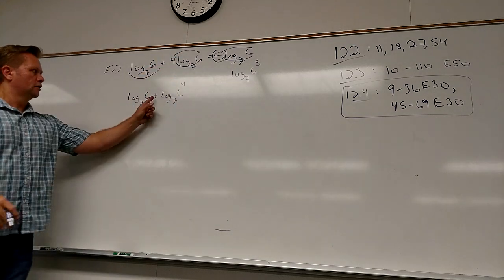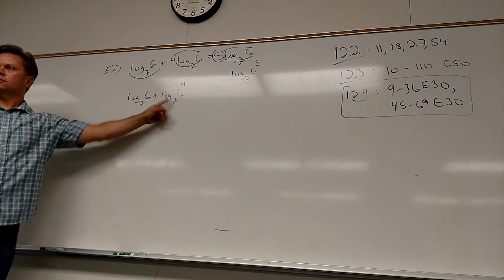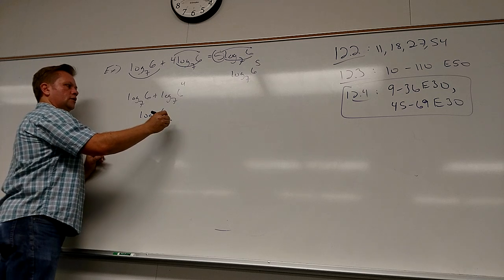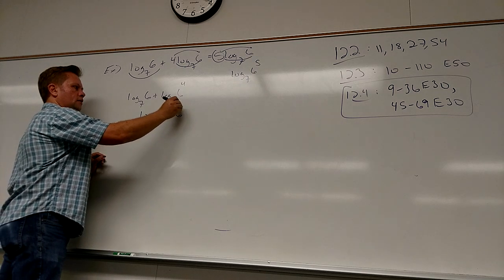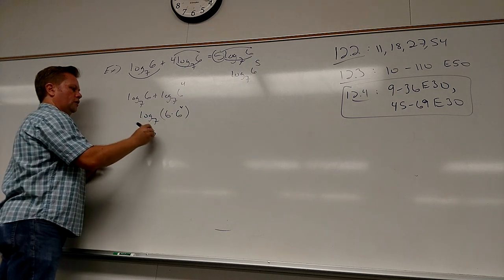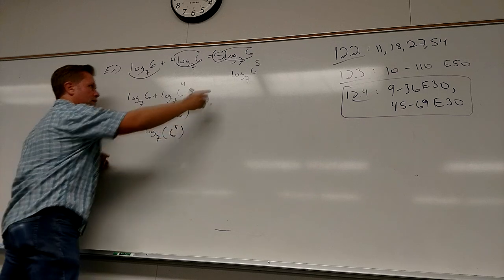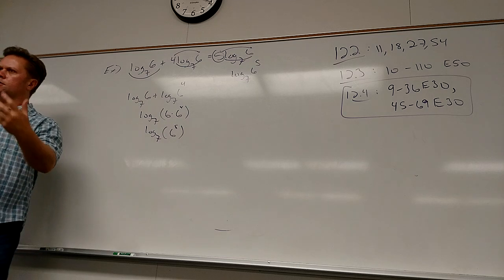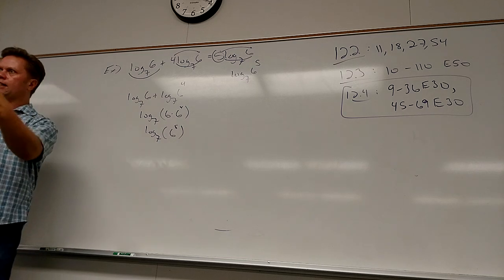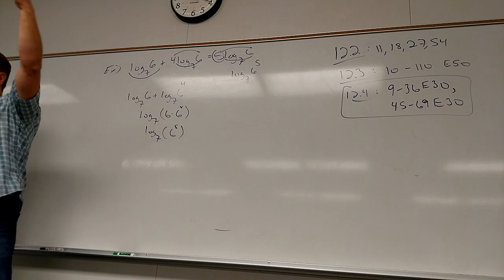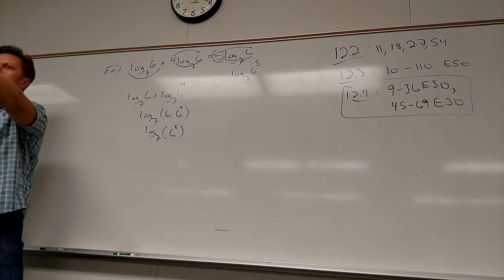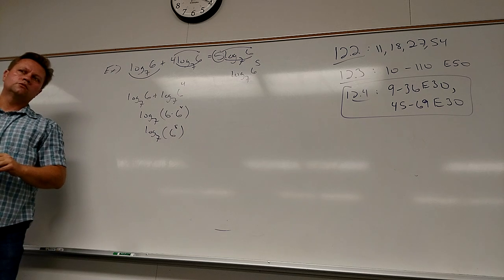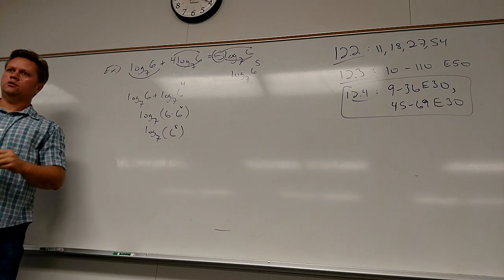What do I do when I'm adding like base logs? Log base 7 of 6 times, and what is 6 times 6 to the 4th? 6 to the 5th, the same answer, right? Especially with logarithms, there's going to be multiple ways to put it together. Somebody wants to do this first, somebody else wants to do that first. You're going to end up in the same place at the end anyway. I did that one differently just to show you there's a different way.